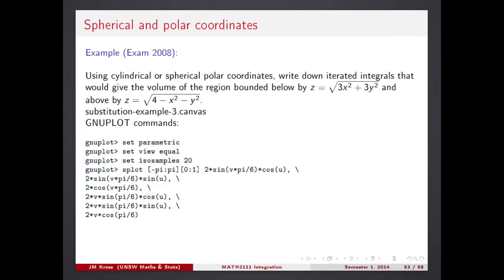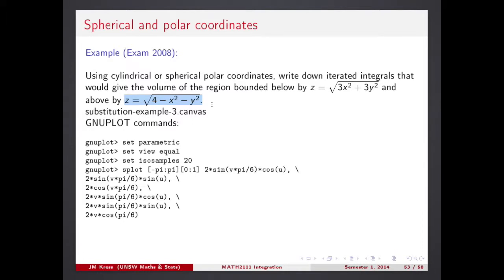Using cylindrical or spherical. Spherical, I think, is a better way to use it. It's an easier solution when you use spherical. Maybe cylindrical will be almost the same. By using one of these substitutions, or one of these coordinates, cylindrical or spherical, find the volume of the region bounded by the cone. It's a cone at the bottom and a sphere at the top.